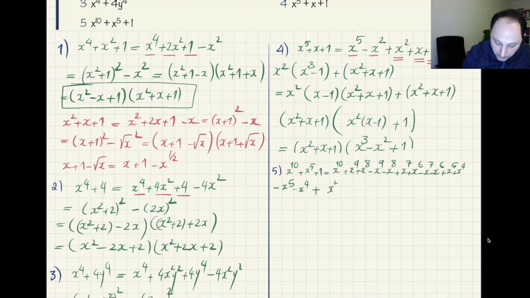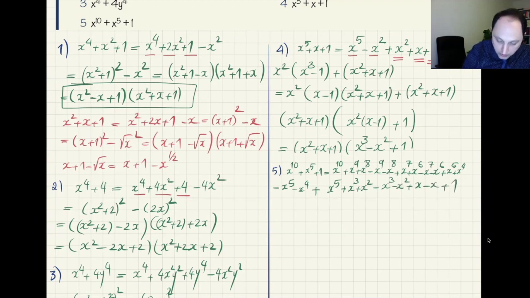I would write it here. And then I start adding and subtracting other variables here now. So I will add x to the power of 3 and x to the power of 2 and subtract x to the power of 3 and x to the power of 2. And finally, I add x and minus x, and then I will have 1.